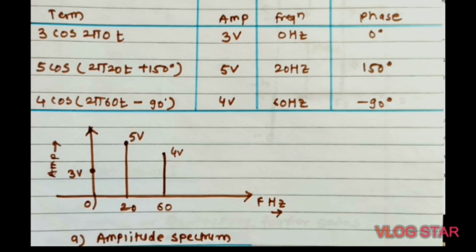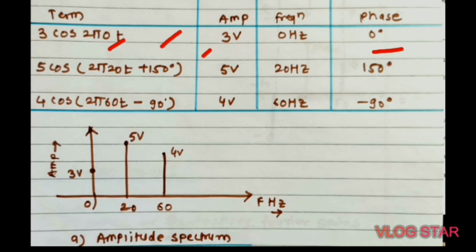The sine term here has been converted to the cosine term by adding a phase shift of minus 90 degree. Then the amplitudes, frequencies and phase angles of the three terms are listed in this table. The first term is 3 cos 2 pi 0 t. Here the amplitude is 3 volt, frequency is 0 and phase is 0 degree.